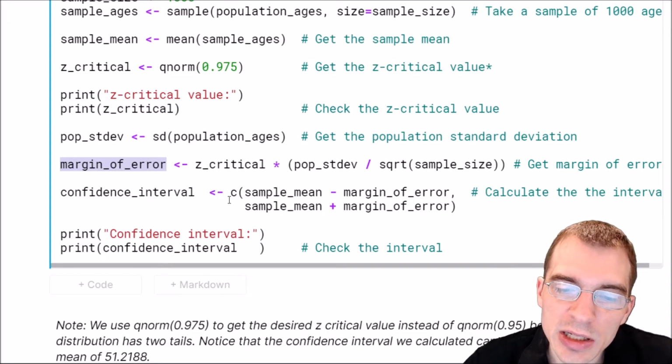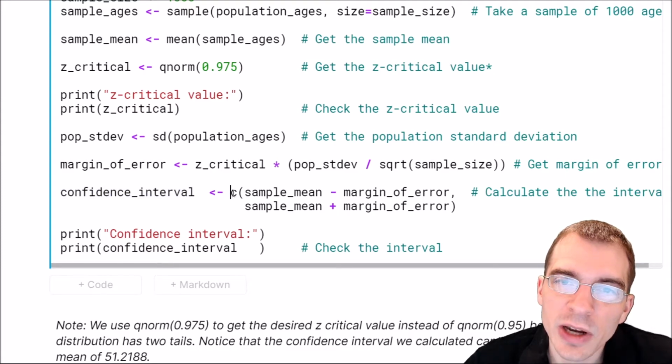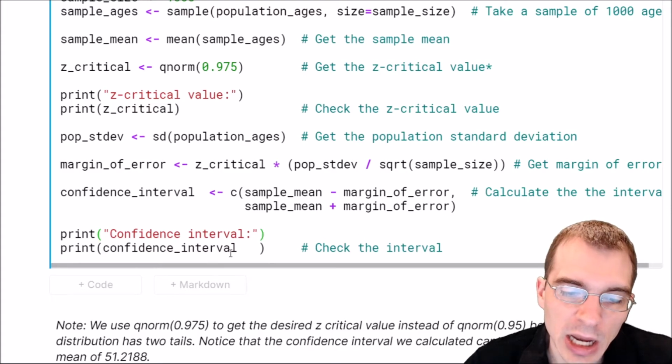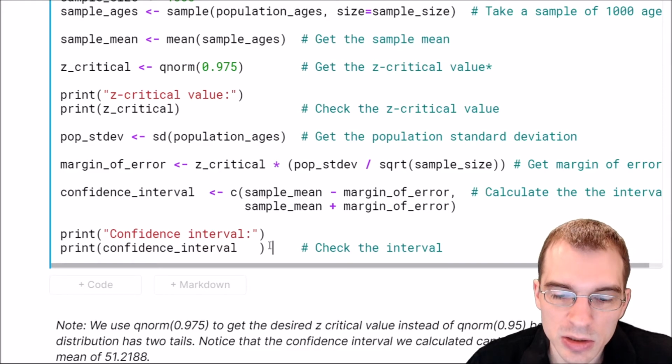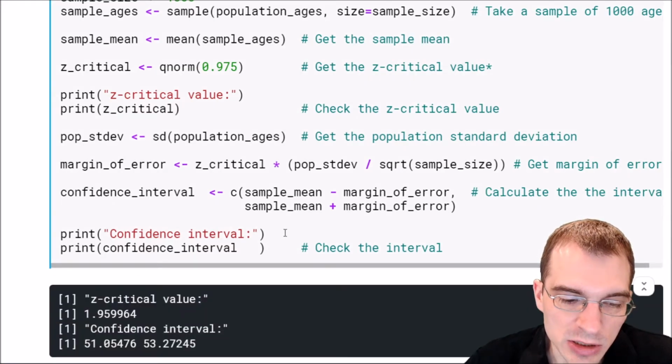So then we're going to store this margin of error, and the confidence interval then is just our point estimate, so the sample mean minus the margin of error, and sample mean plus the margin of error. So we're going to store the confidence interval as a two-length vector that's basically telling us the bottom and top end of it. And then we're just going to print it out. So let's run all this code, and it should do everything we need to do to generate a confidence interval.